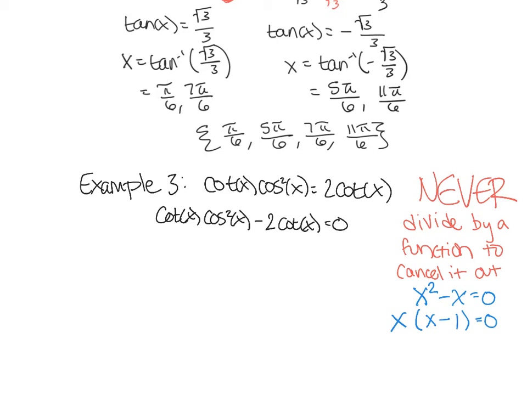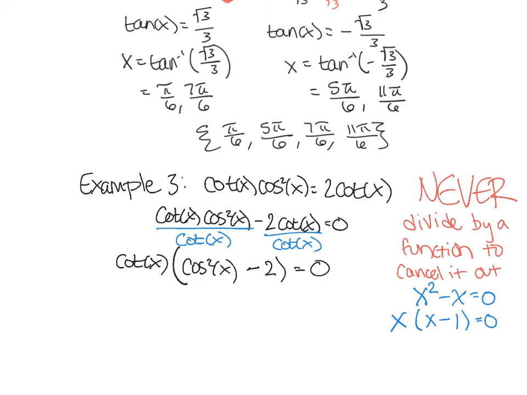So that's what I'm going to do here. Both of these have a cotangent, so I'm going to divide both sides over here by a cotangent of x and say, hey, I'm dividing by cotangent of x. What am I left with? Well, this first piece, cotangent of x times cosine squared x divided by cotangent of x, that's just going to leave us cosine squared x. And then our second piece over here of negative 2 cotangent of x divided by cotangent of x, well, it just leaves us with negative 2.